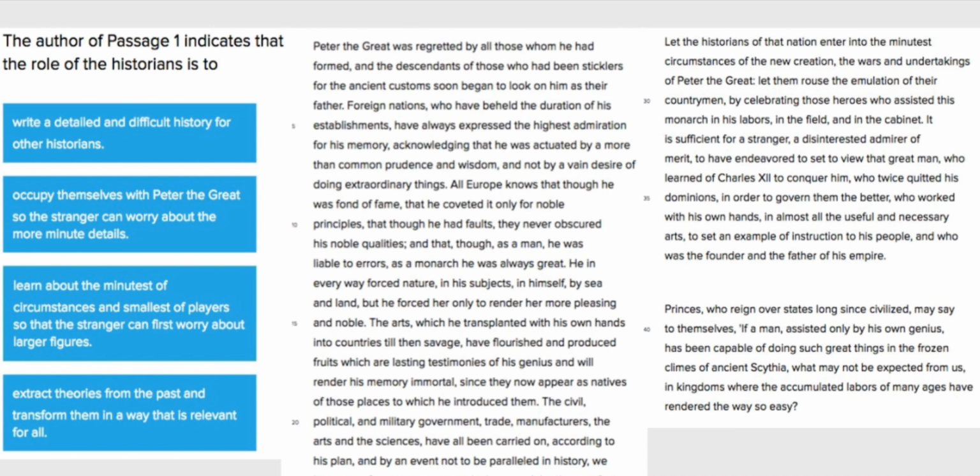Okay. So now it's kind of making more sense where it says that for a stranger it is sufficient to have endeavored to set to view that great man. That's a pretty tough sentence, but when we put it together with what we know about the role of the historian, which is to worry about details, it seems like this is probably going to be our best answer choice.